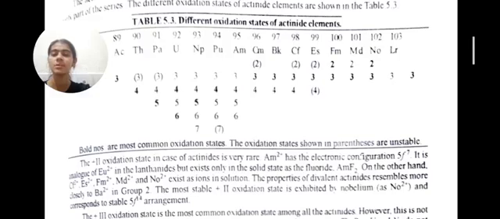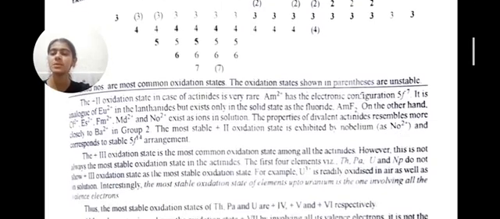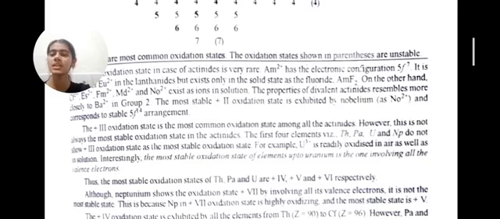The properties of divalent actinides resemble more closely those of Ba2+ in group 2. The most stable +2 oxidation state is exhibited by nobelium as No2+, corresponding to the stable 5f14 arrangement. The +3 oxidation state is the most common oxidation state among all the actinides. However, this is not always the most stable oxidation state in the actinides. The first four elements, that is thorium, protactinium, uranium, and neptunium, do not show the +3 oxidation state as the most stable oxidation state.